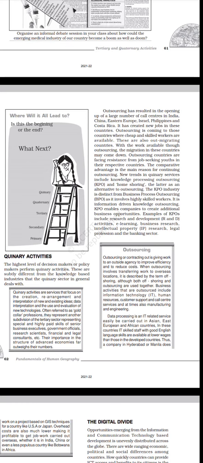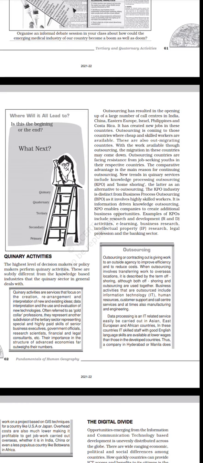Quinary activities. The highest level of decision makers or policy makers perform quinary activities. These are subtly different from the knowledge based industries that the quinary sector in general deals with. Quinary activities are services that focus on the creation, rearrangement, and interpretation of new and existing ideas, data interpretations, and the use and evolution of new technologies.